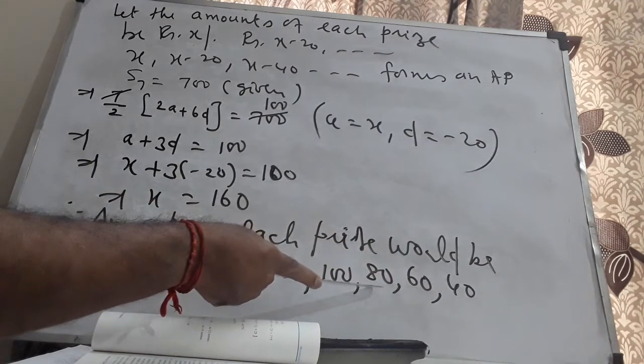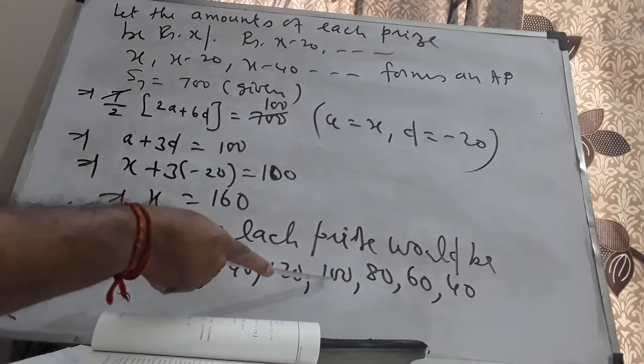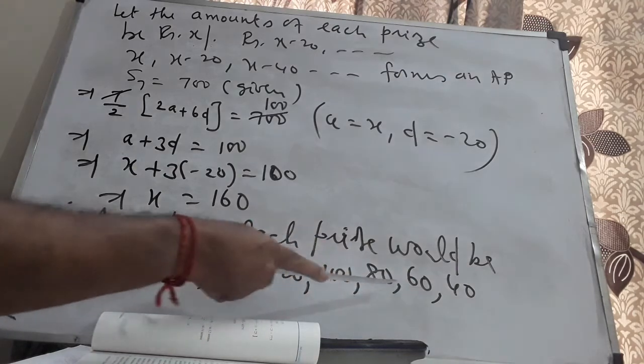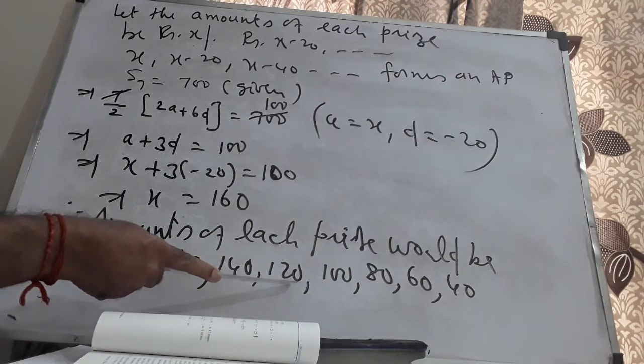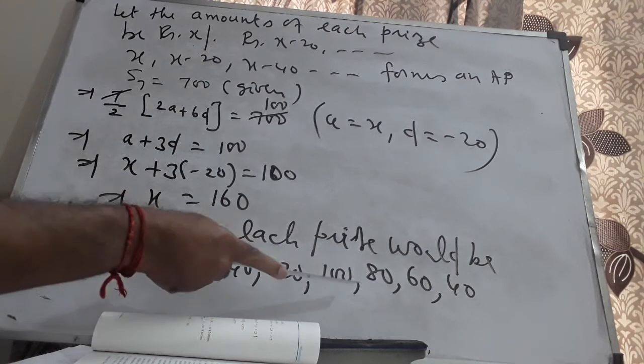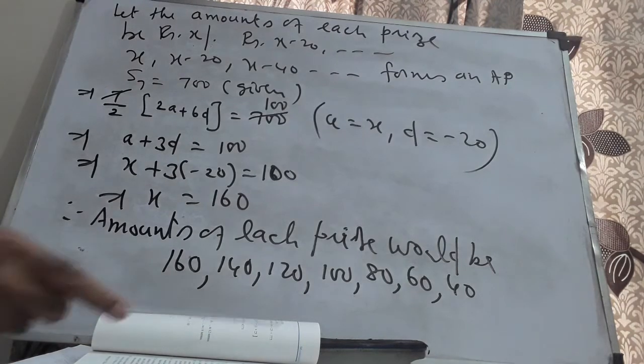Adding them up, the sum is 700. It's correct.